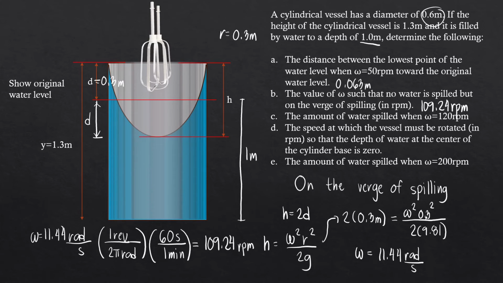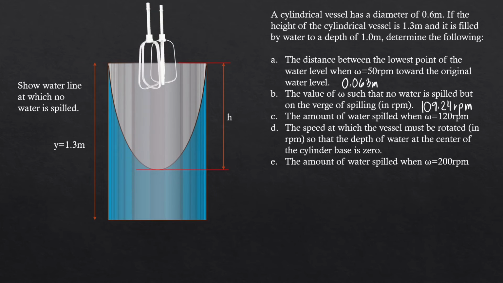This is what will happen when W is equal to 120 RPM. What is the amount of water spilled? Now, by inspection, there is already water spilled when the rotational speed is 120 RPM. This is because this rotational speed exceeds this one. Again, this is the condition for no spillage at the maximum. And so if you exceed this value, then there will be water spilled. And so this is going to be our figure.